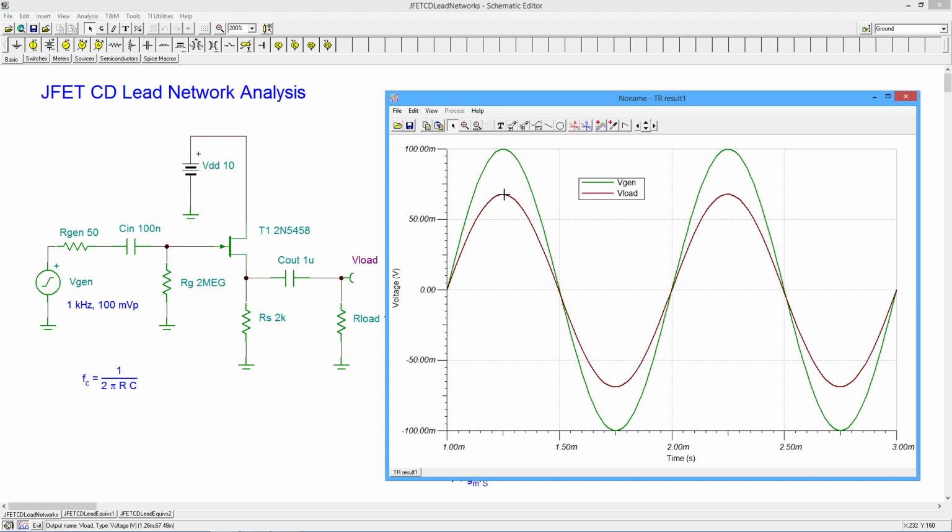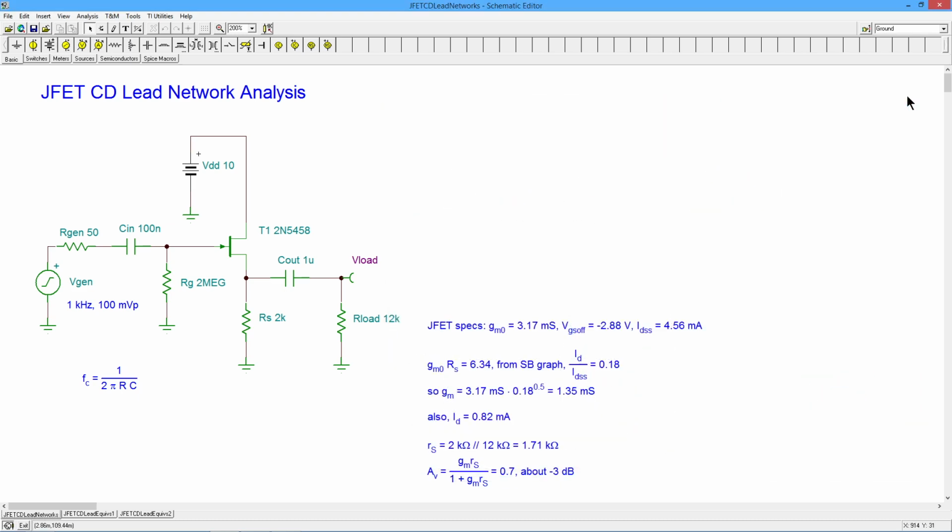So you can see, yeah, we are losing some signal there. This would be 75 millivolts right here. So we're a little bit less than that. Probably just a little bit less than what the calculation is. But it's in phase. It looks the way it should.